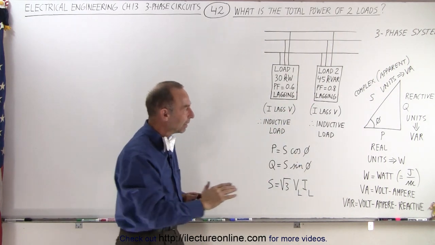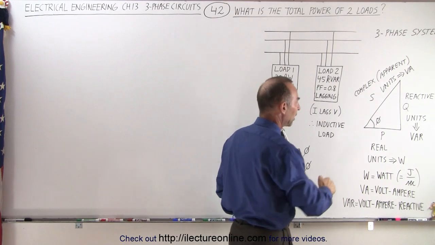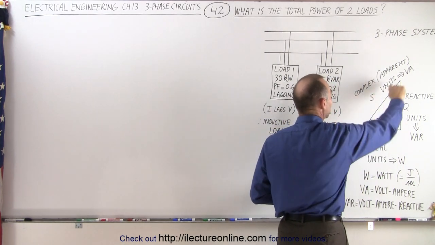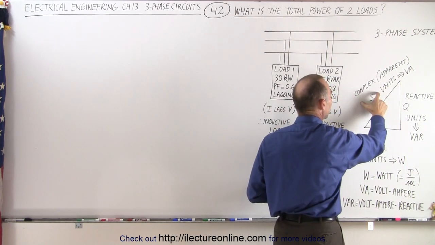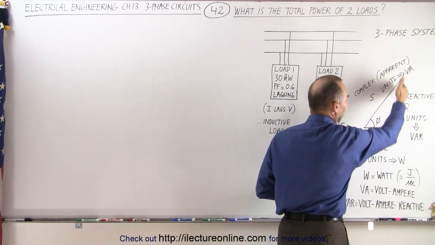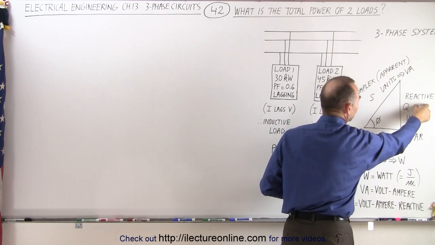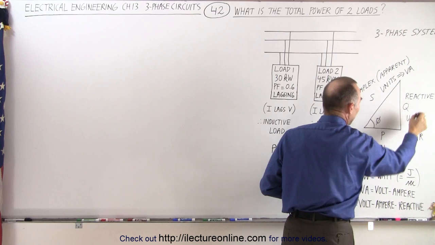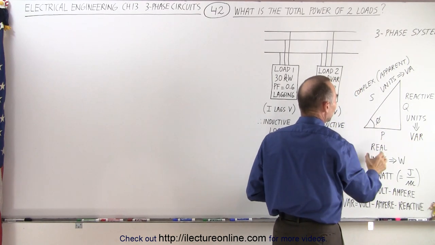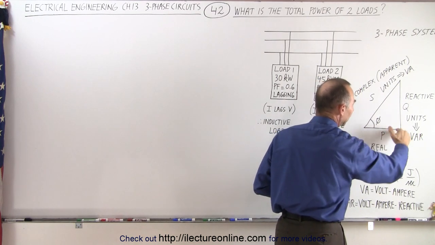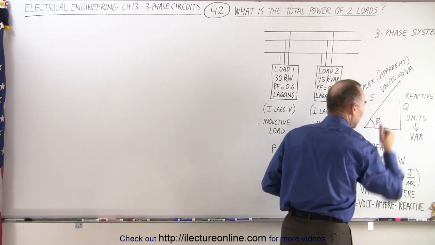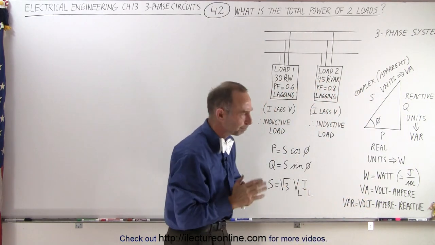Well, first of all, let's go to our triangle again. We have the triangle where we have on the hypotenuse the complex or apparent power. On the vertical axis here, we have the reactive power. And on the horizontal axis, we have the real power. This is the real axis. This is the imaginary axis, which represents the reactive power.